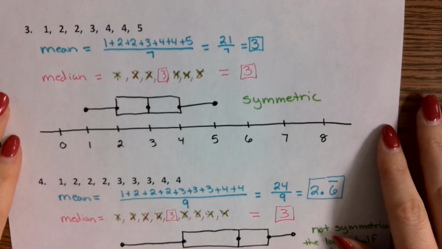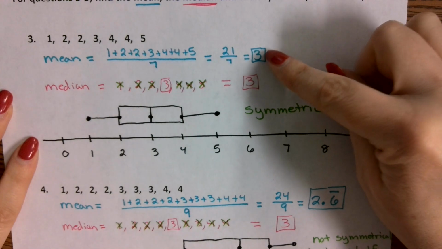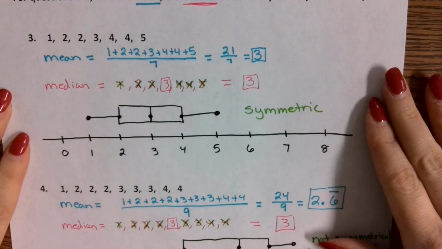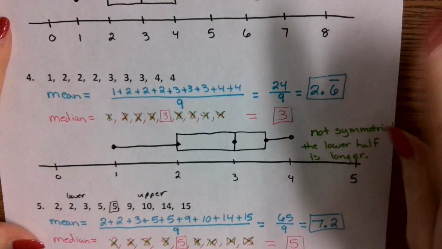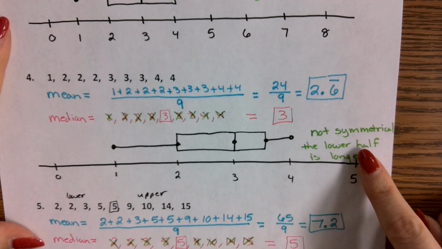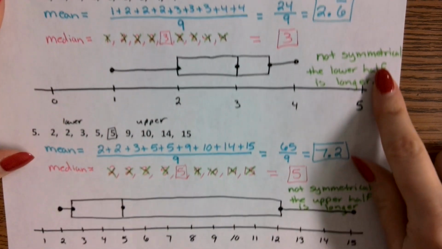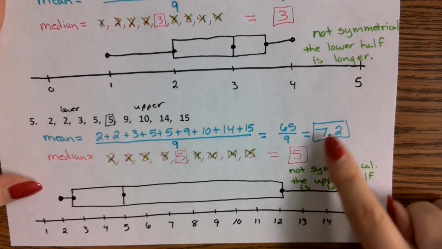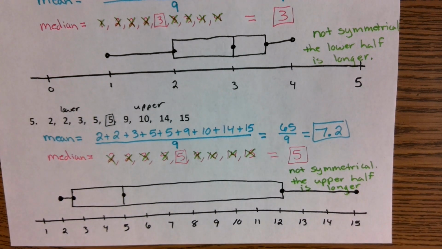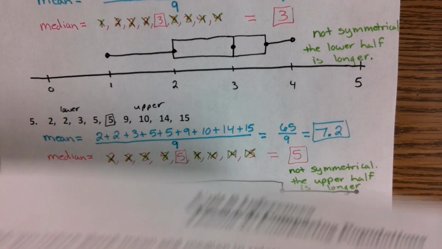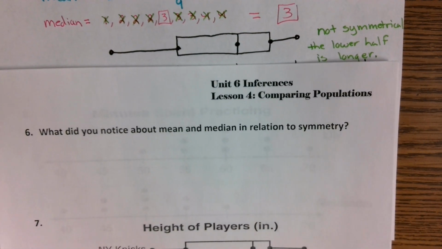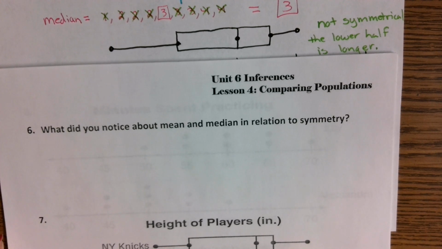So if we're looking here for problem 3, the mean and the median were the same and it was symmetrical. For problem 4, the mean and the median were not the same and it's not symmetrical. And for problem 5, the mean and the median are not the same and it's not symmetrical. What do you think you can hypothesize? If I were to just show you a box and whisker plot, what would you know about mean and median?